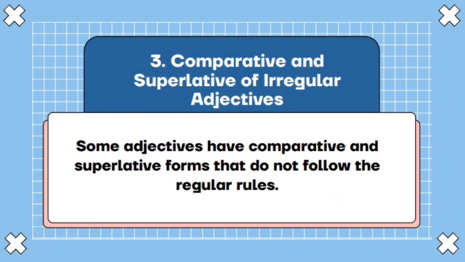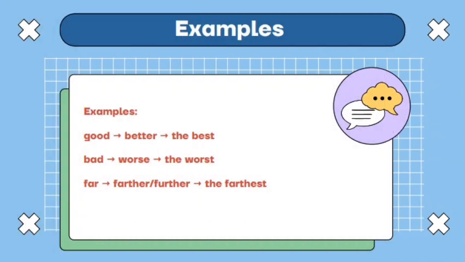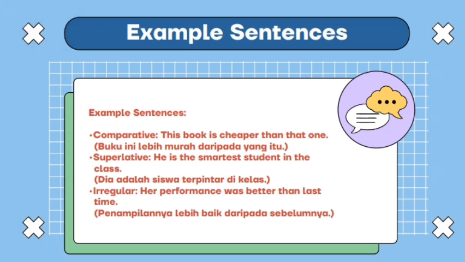Comparative and superlative of irregular adjectives. Some adjectives have comparative and superlative forms that do not follow the regular rules. Examples: good, better, the best; bad, worse, the worst; far, farther, the farthest. Example sentences. Comparative: this book is cheaper than that one. Superlative: he is the smartest student in the class. Irregular: her performance was better than last time.